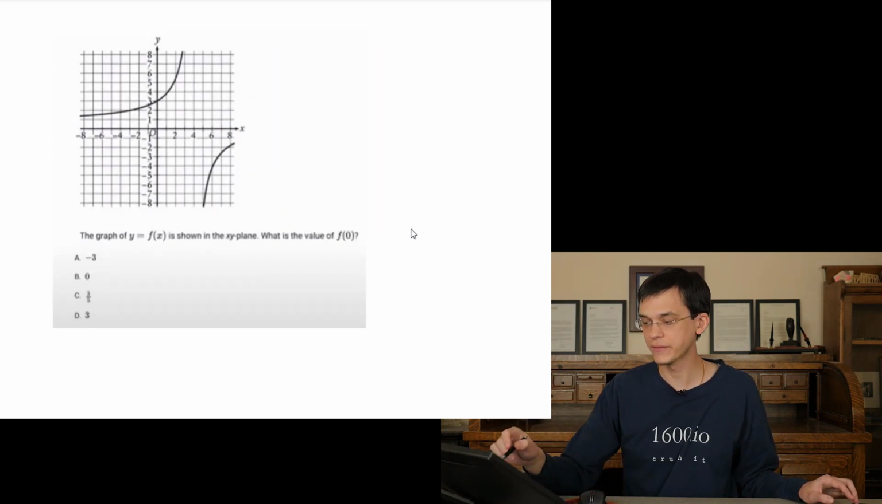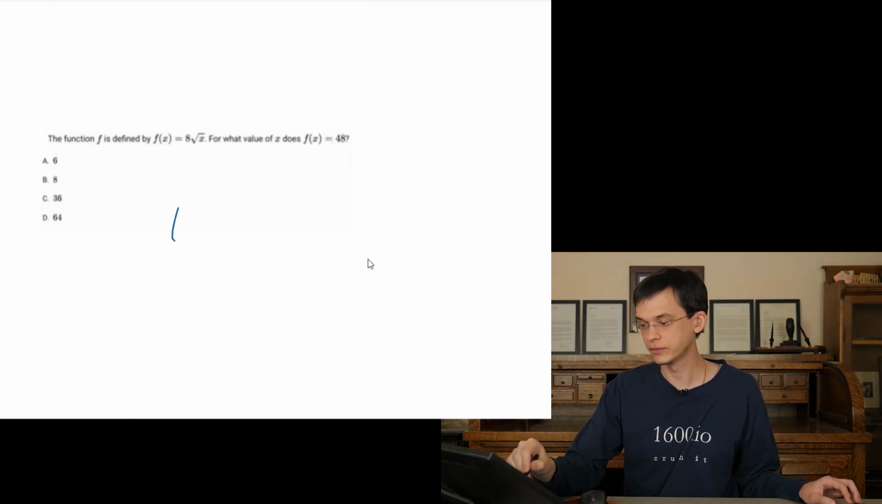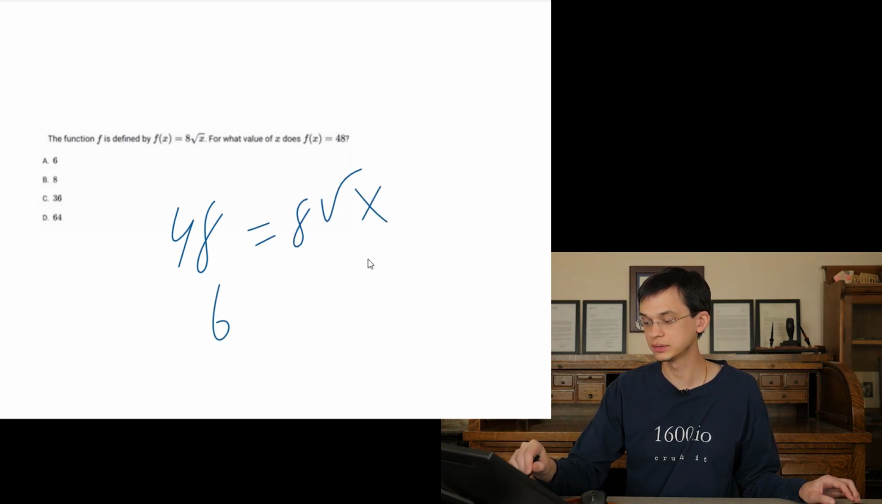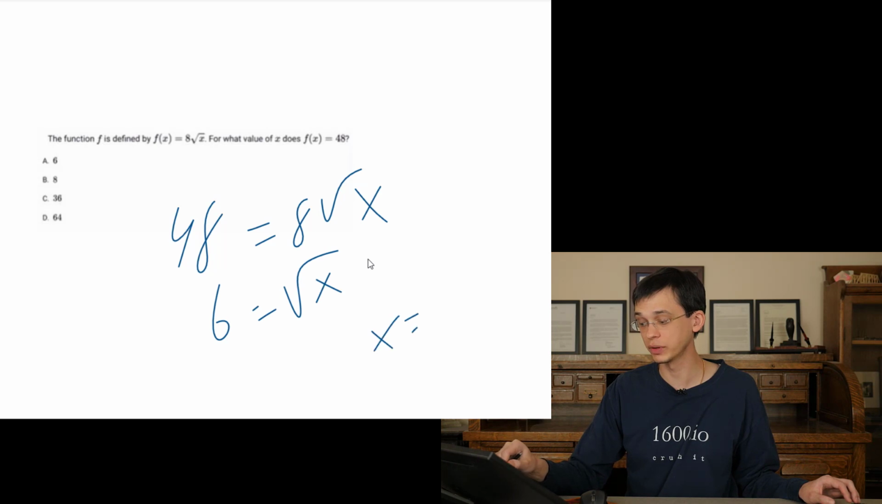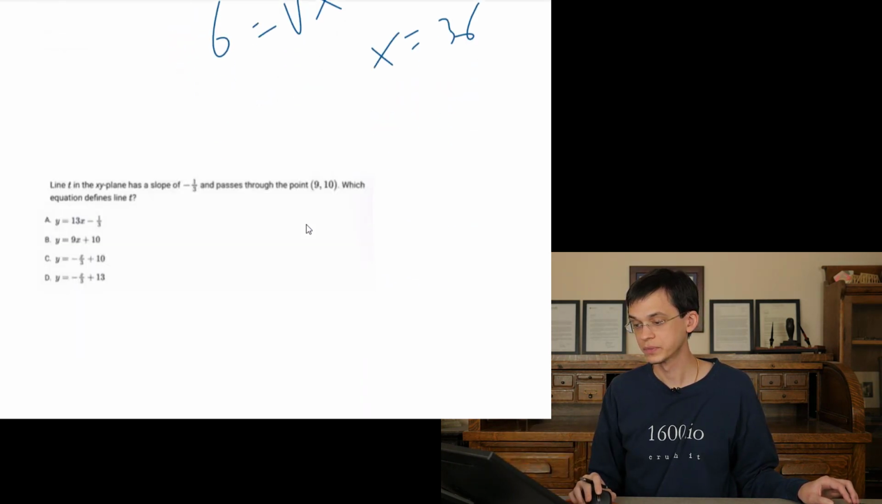What's the value of f of 0? f of 0 is the y value when x equals 0, so that's going to be the y-intercept, or positive 3. The function is defined by this, so solve for x. 8 square root of x, so the square root of x equals 6, so x has to be equal to 36. The square root of 36 is going to be 6.